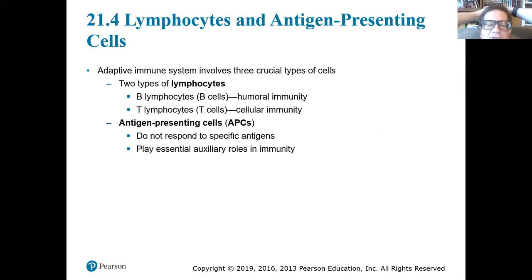Antigen presenting cells are the third thing. And those are the ones that will bring a piece, or usually a piece, but bring a potential antigen to one of the 2 lymphocyte types and say, look at this thing, it seems bad, I think you should fight it. Antigen presenting cells don't respond to specific antigens, but they are very important in showing them to the 2 types of lymphocytes.